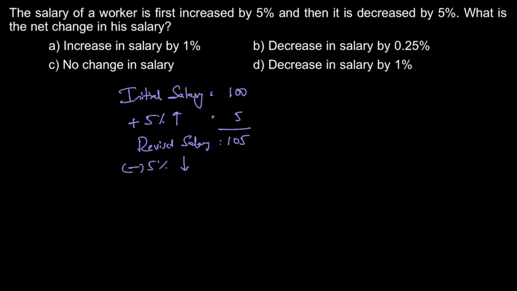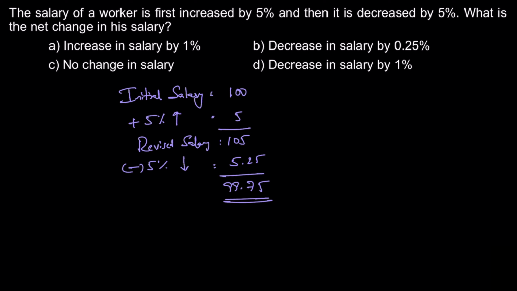Observe here, when there is a reduction of 5%, this reduction is after the increase of 5%. So the base salary for this reduction is 105. It is not 100. So you have to reduce 5% on 105 and not on 100. So the 10% of 105 is 10.5. 5% is half of it. 10 half is 5, 5 half is 0.25. So it will be 5.25. 105 minus 5.25 will be 99.75. So this is the final salary.